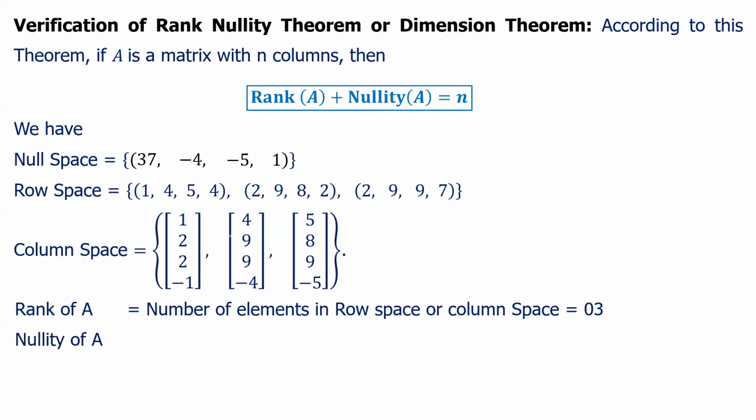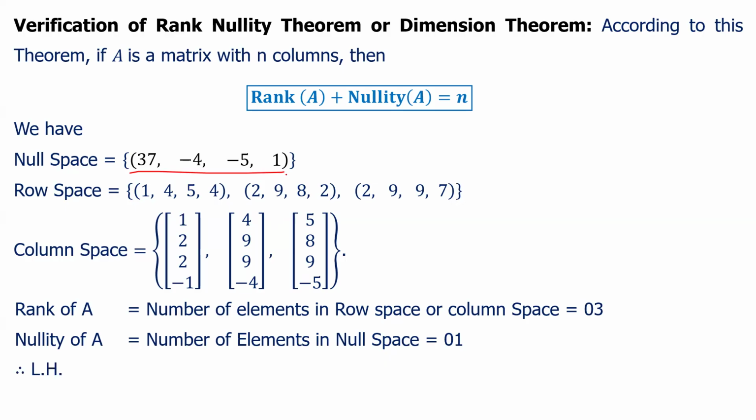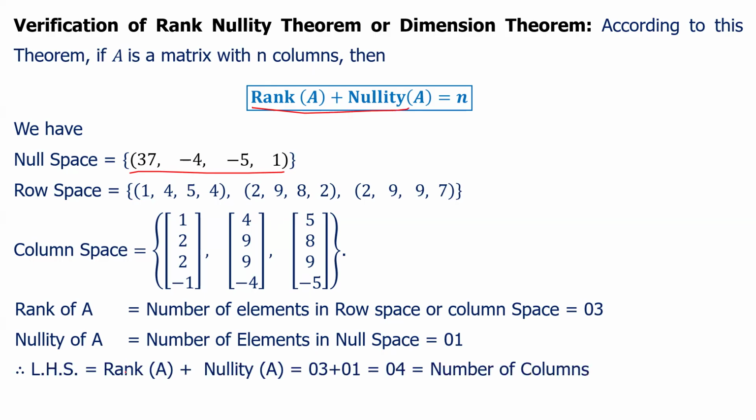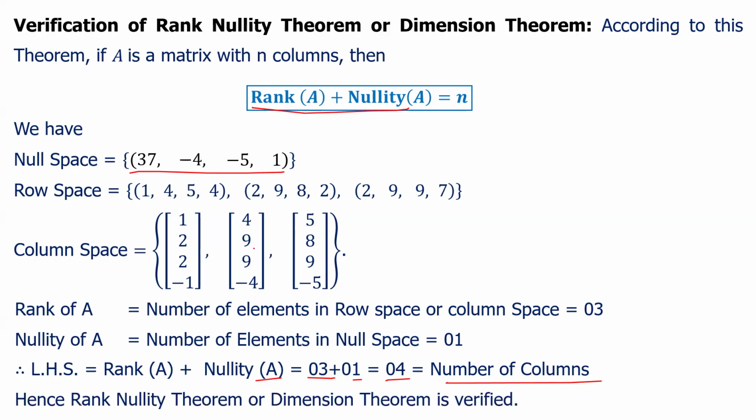Now, nullity of A is equal to the number of elements in null space. In the null space, there is only one element, which is (37, -4, -5, 1). Therefore, the left-hand side is rank of A plus nullity of A, where rank of A is 3 and nullity of A is 1, which is equal to 4, the number of columns. Hence, rank-nullity theorem or dimension theorem is verified for the given matrix. Thank you.